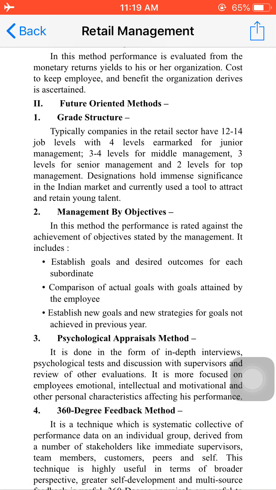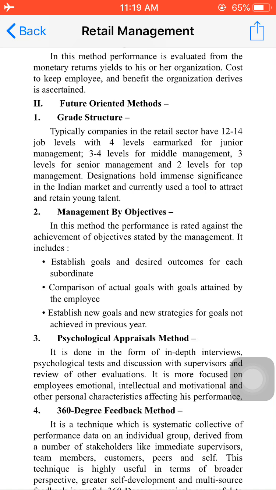So under that you have the first method called grade structure. Grade structure is nothing but the same as your cadres. You are all aware of these cadres, right? In all these government offices, we have cadres called A grade or A cadre, B cadre, C, D cadre. In the same manner, A grade officer, B grade, C grade, and D grade employees. So, how does this future oriented method help in performance appraisal?